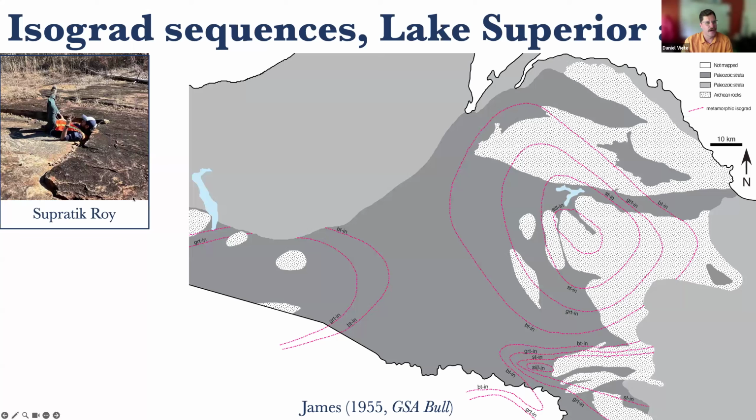All right, so isograd sequences in the Lake Superior area. Moving on to the Barrovian-type metamorphism. I need to shout out Shaprotik Roy here.